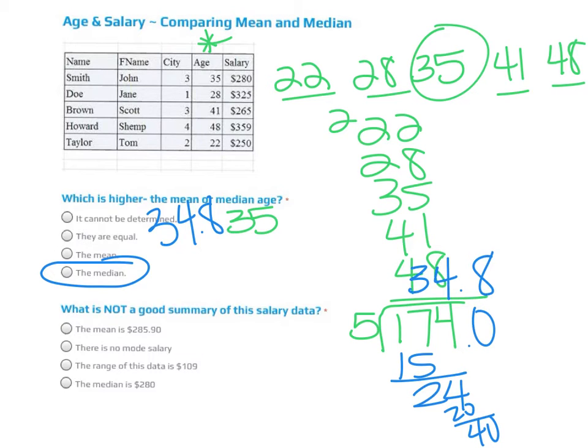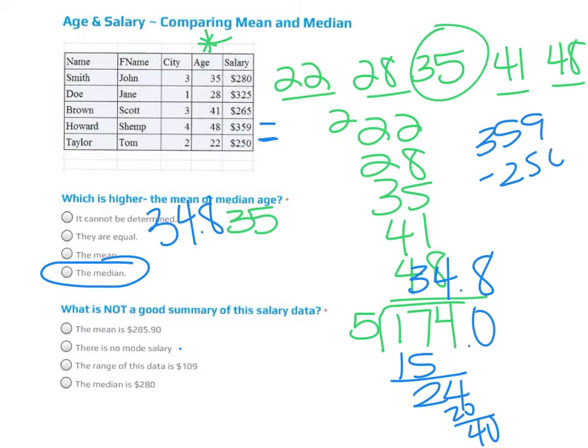Number 2, which is not a good summary of this salary data, well, you would want to go through and use process of elimination to cross these off. I'm going to come back to the mean because that one takes the most amount of work, but I'm going to look at here, there is no mode. And I look, and there is no mode, so that would not be my answer to this because I'm looking for one that is not a good summary. The next one is range. Range, I want to find my lowest, which is 250, and my highest, which is 359, and I would subtract those.